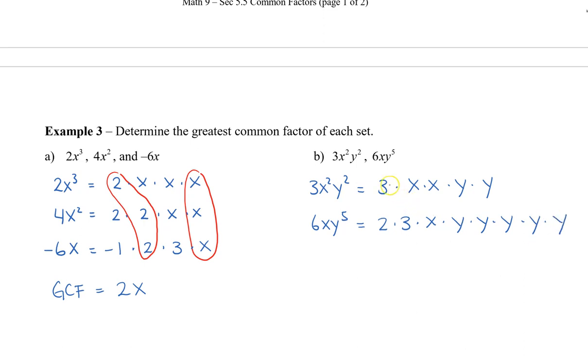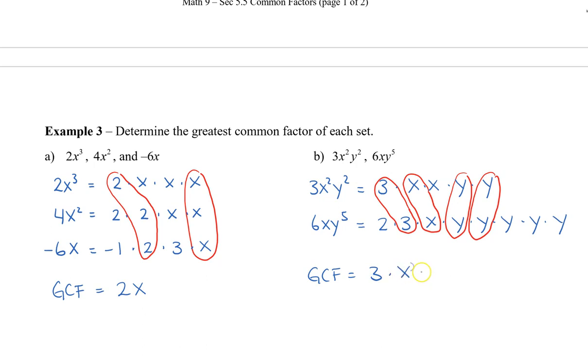So what is common to all of them? They both have a 3, they both have an x, and they both have a y, but also another y. So then we can say that the greatest common factor is 3 times x times y, or we can put it all together and say this is 3x times y squared. And that is how you find the greatest common factor of some terms.